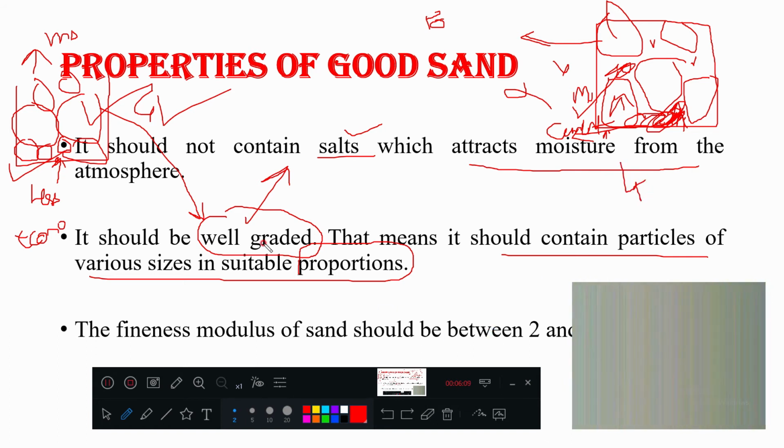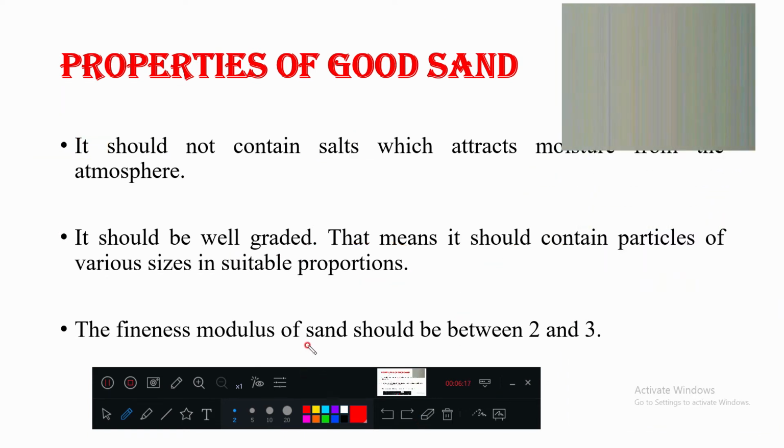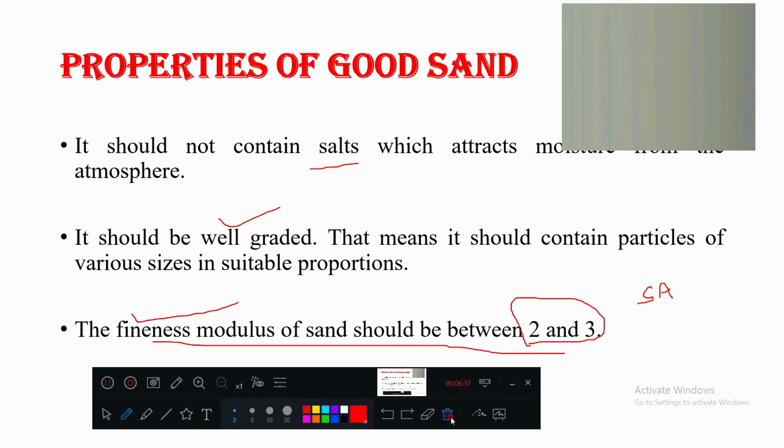Okay, this is the difference between well graded and poorly graded. Next, the fineness modulus of sand should be 2 to 3. So what do you mean by fineness modulus? There is one test, we call it a sieve analysis test. We are going to see it, and there you will understand the term fineness modulus. Is it clear? So no silts, it should be well graded, and generally the fineness modulus should be 2 to 3.